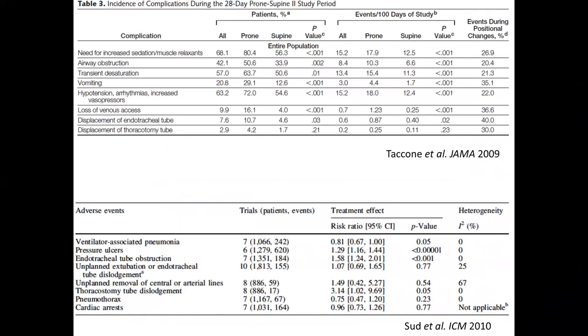It comes with some side effects, and here is a meta-analysis showing the kind of side effects that you could encounter if you put the patient prone. Airway obstruction is one of the major ones, and so I would leave you with that message.